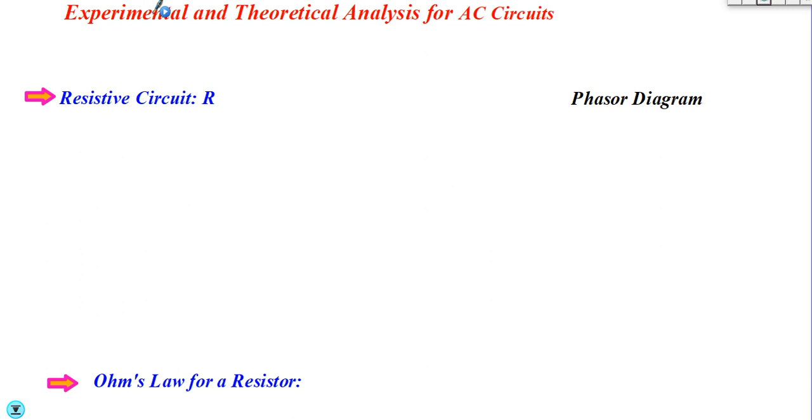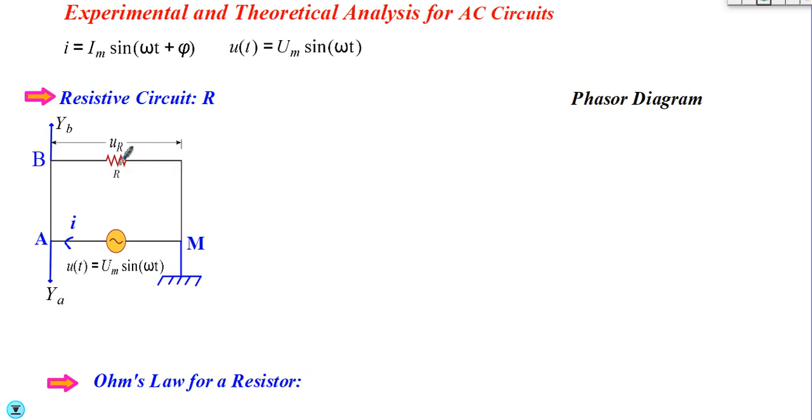However, if we want to go a further step for the experimental and theoretical analysis of AC circuits, we have the current that we have proven, I equals I maximum sine (omega t plus phi), and we have the voltage as well. If we want to study the first type of circuit, which is the resistive circuit R, we have a resistance connected to an alternating sinusoidal voltage generator. We connect the resistor and the generator to an oscilloscope.